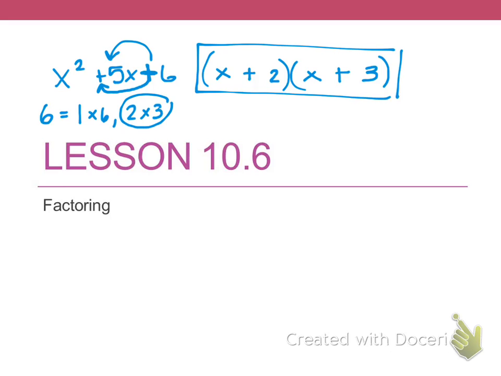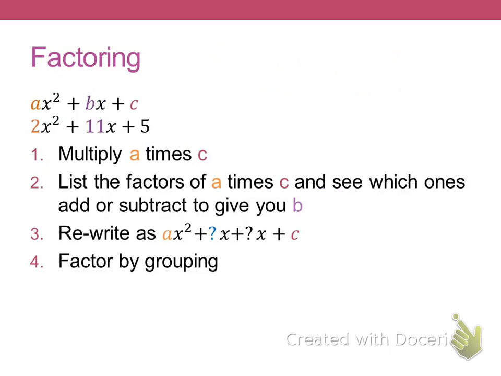Now, that's how you factor when you have a problem that does not have a number in front of x squared. Or technically, x squared does have a number, but it's not written, okay? So that's how we factor when there is no number written in front of x squared. So today, we're going to learn how to factor an equation when there is a number written in front of x squared. These are the 4 steps that you are going to use to factor this equation.